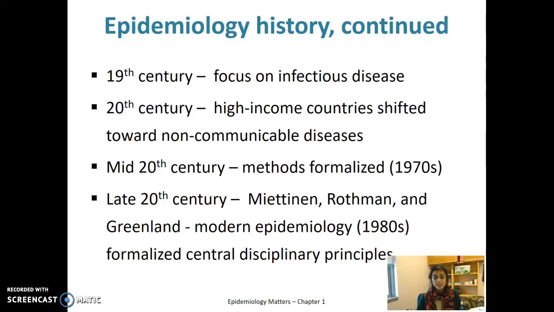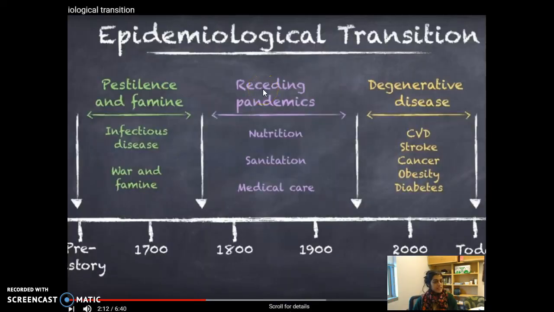So more about the history. In the 19th century, if you remember the epidemiologic transition that we covered in fall quarter, the first phase of that was infectious disease. So that's pretty much right here. As you saw during the transition, it went from infectious to non-communicable disease.